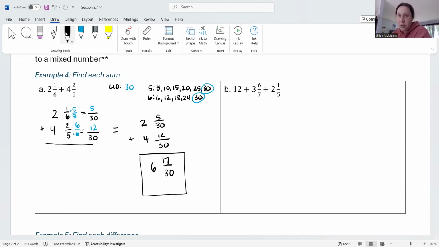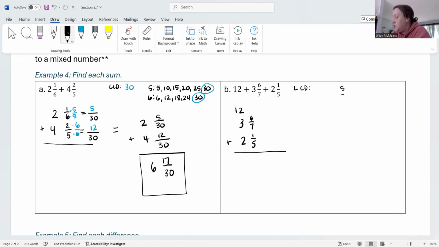So we have just the whole number 12. We have 3 and 6/7, and then we have 2 and 1/5. So let's write that vertically and then let's set the stage, let me make that straighter, so that we can add the fractions. So we do need an LCD.